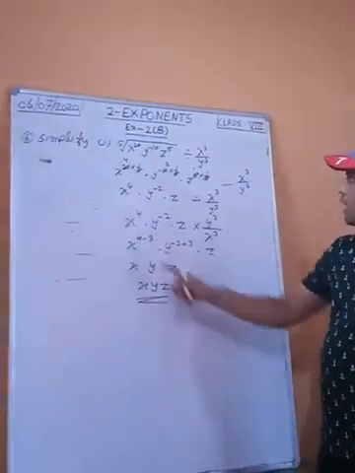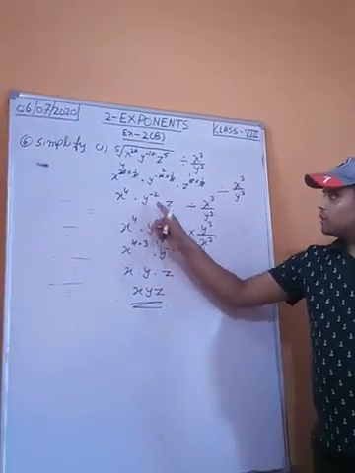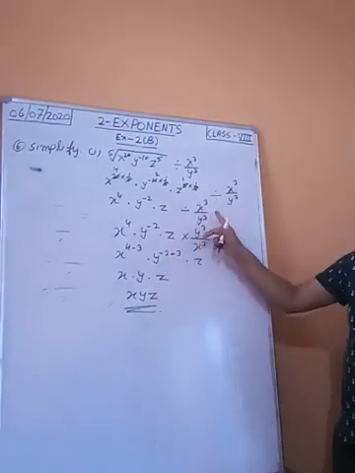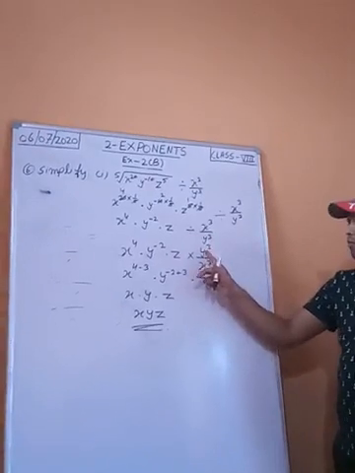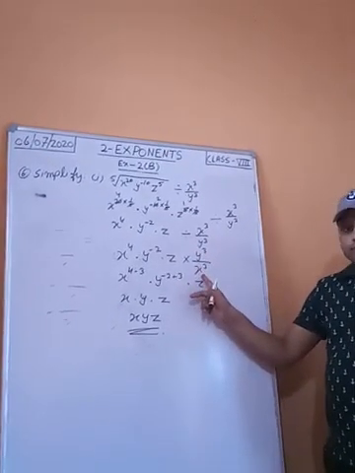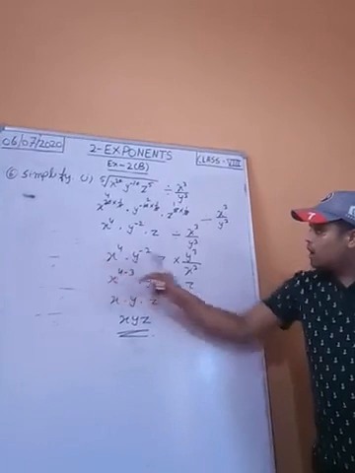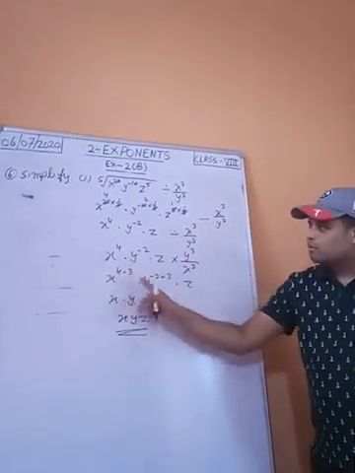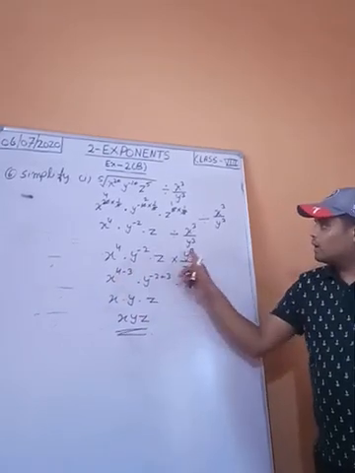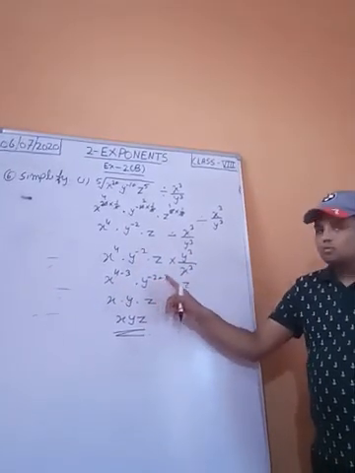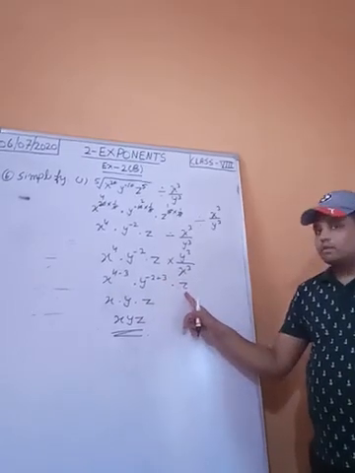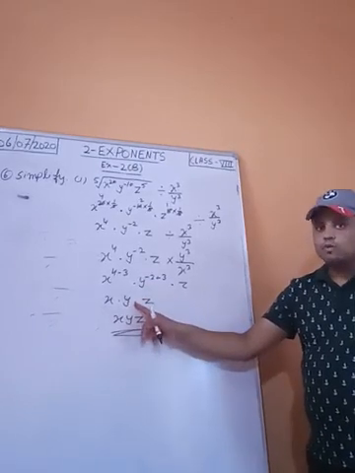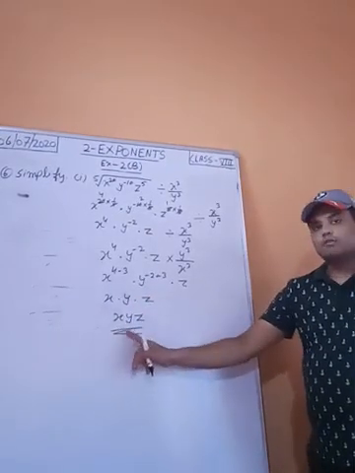Listen to this. X raised to the power 4 multiply y raised to the power minus 2 multiply z, divide changes into multiply, reciprocal of x cube upon y cube, so it is coming y cube upon x cube. You can see x raised to power 4 here and x raised to power 3, they are in divide, that's why powers are subtracting. Then they are in multiply, that's why powers are adding, minus 2 plus 3, then z as it is. So x multiply y, power is 1 so no need to write, then z. So the answer is x y z.